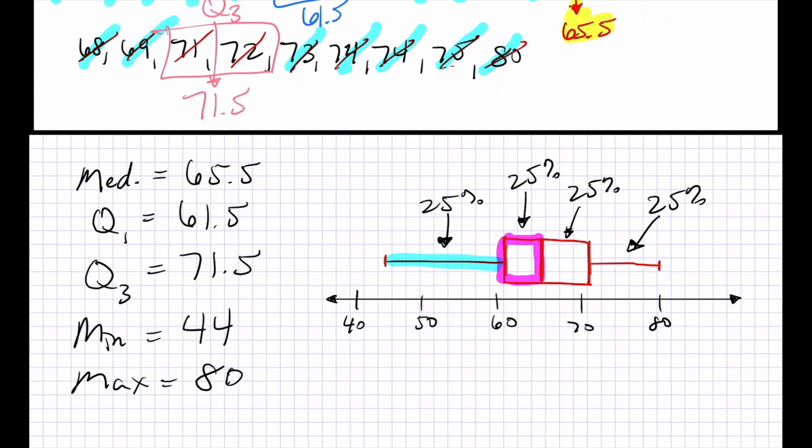Next week, we're going to talk about spread. That's the last thing we're going to talk about, spread. Today, what we're going to talk about is outliers.